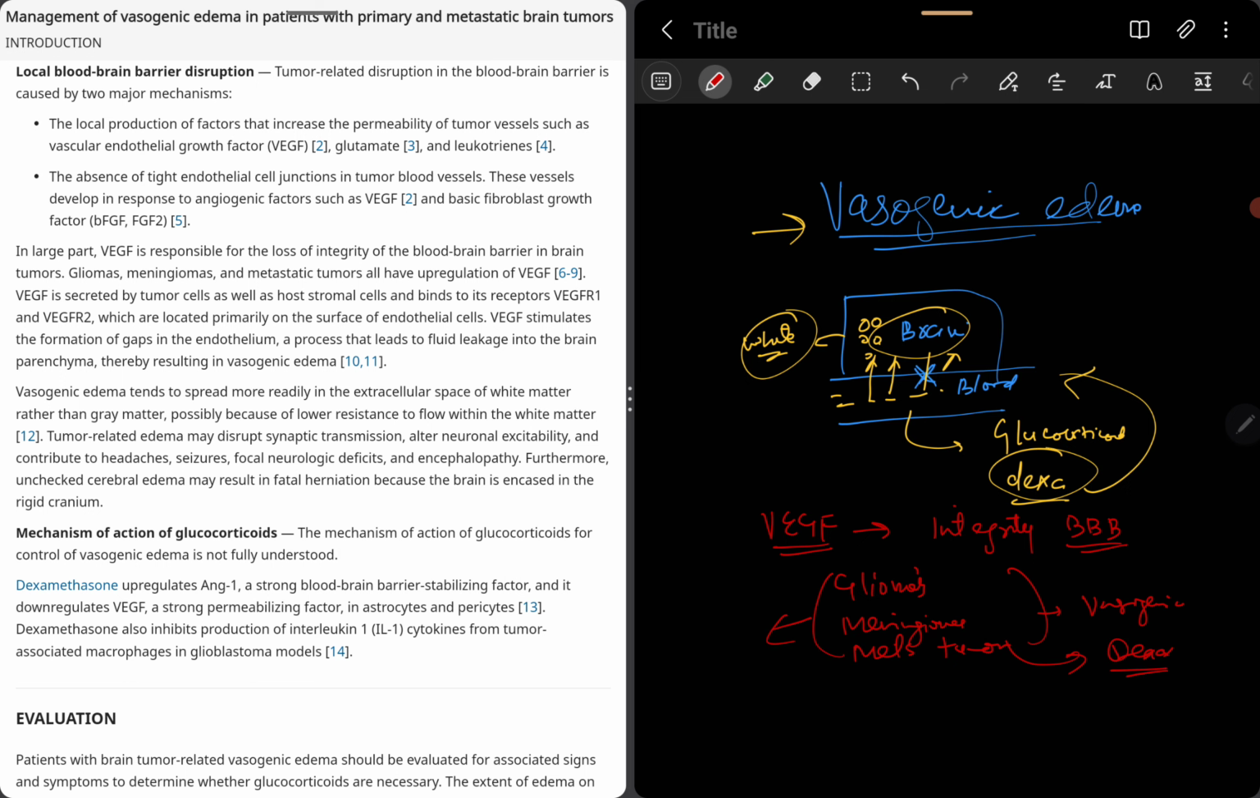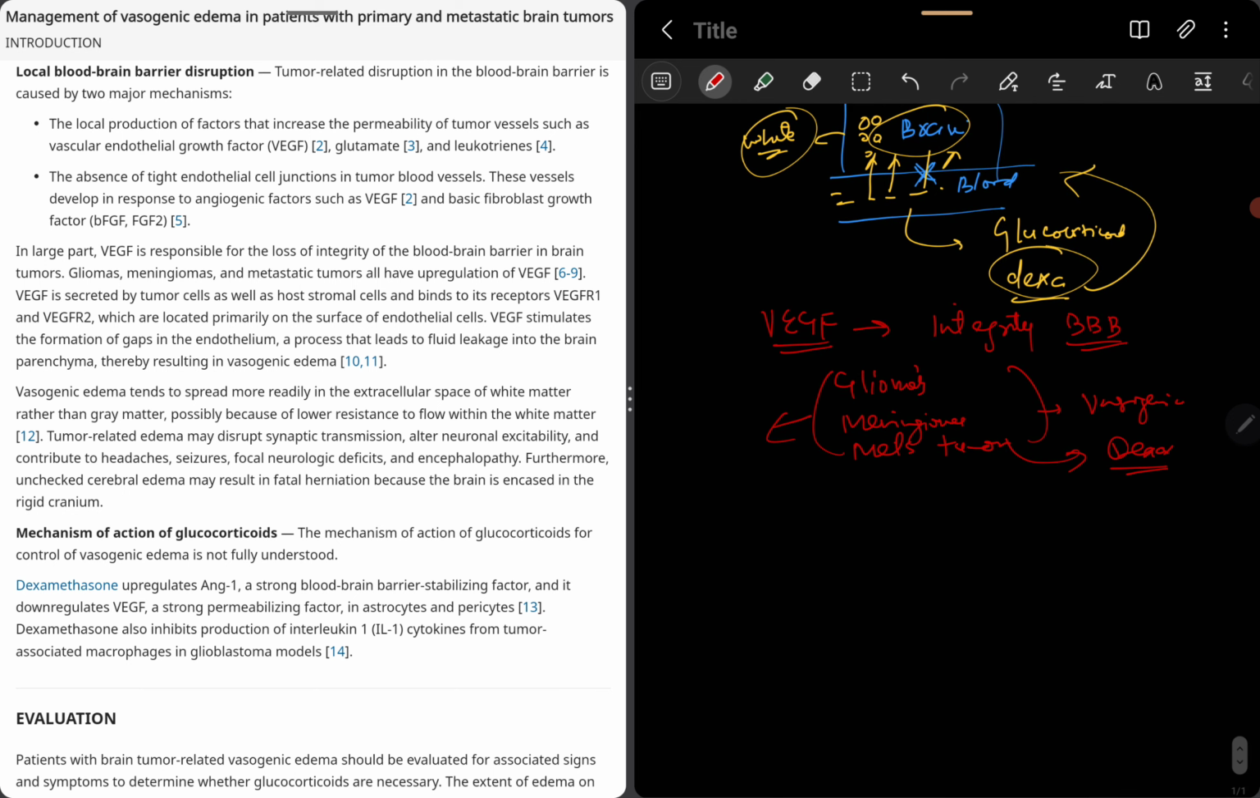even if patient deteriorates, for example patient develops new onset headache, or for example patient develops seizures or focal neurological deficits, or even encephalopathy, then you have to suspect that patient has developed vasogenic edema and you have to give dexamethasone.